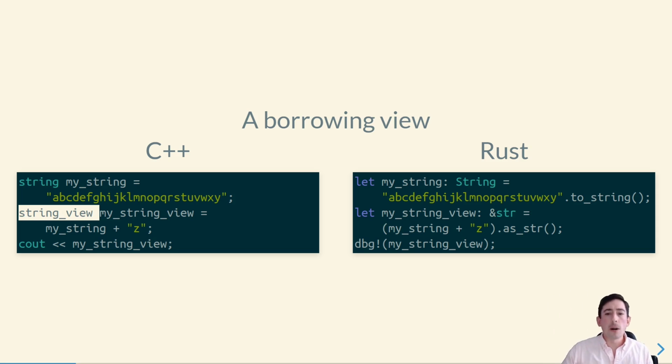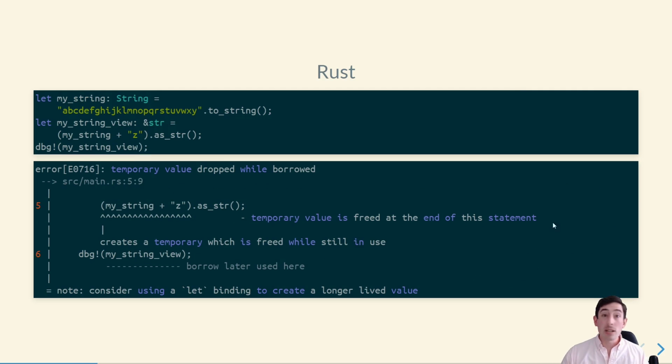So that's about all we need to know. Of course, this code is going to have exactly the same problem. The conversion is explicit here. You can see this conversion to string view in this case uses a method that's explicit, but it's the same conversion. It has the same problem, and Rust catches it.